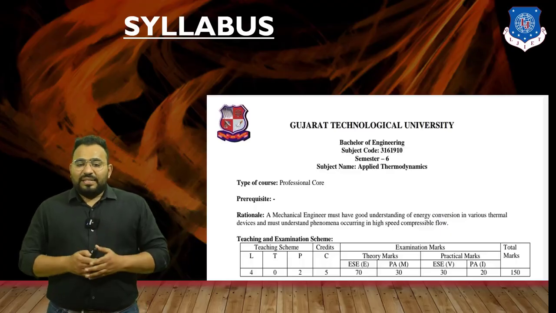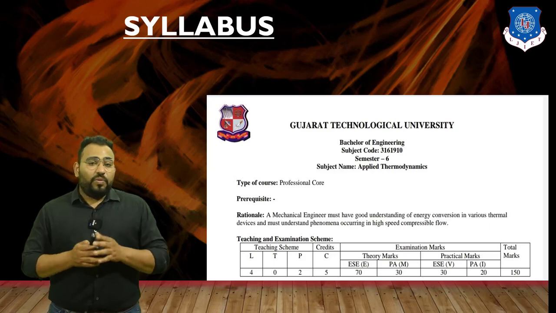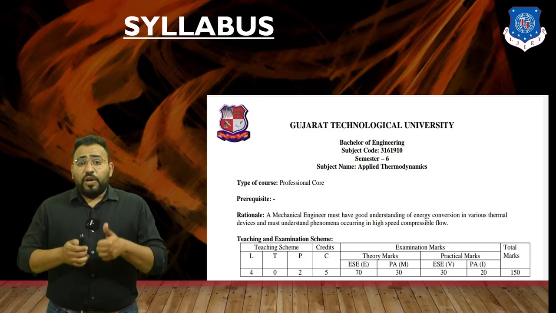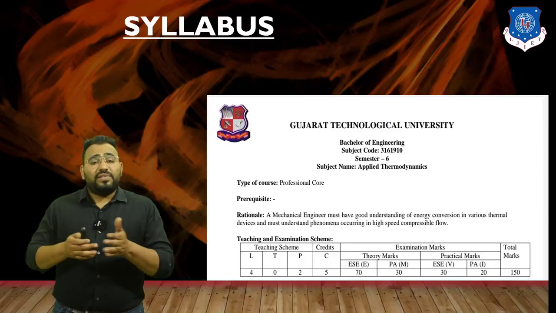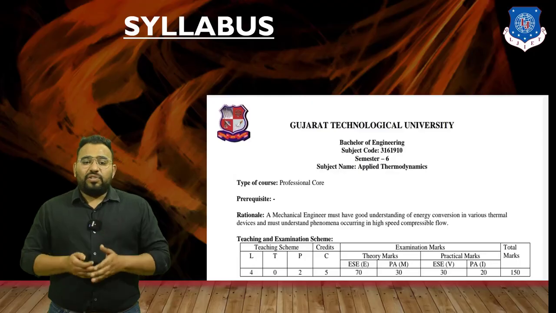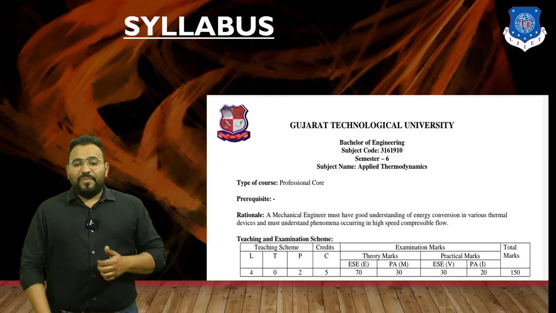Now let us see the credit of this subject. The credit of this subject is 5. That means if you get good marks in this subject, you get a good SPI or CPI in your mark sheet. That's why it is a very important and good credit subject. So this is just a credit thing. Now let's see the syllabus.